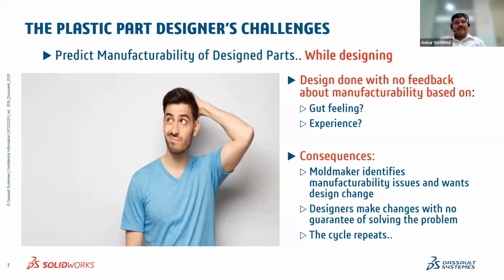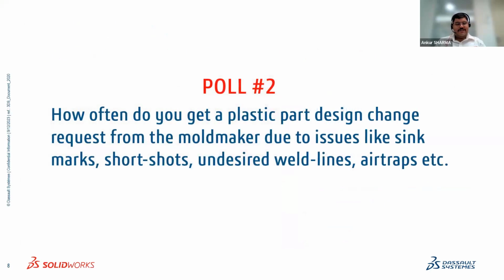So with this, what are the mechanisms to address these kinds of challenges? Before we go into details of that, let's understand each other slightly better. How often do you get a plastic part design change request from the mold maker due to issues like sink marks, short shots, undesired weld lines, or air traps? We would request your feedback here, which would help us assess your challenges in better detail. And the question is, how often do you get a plastic part design change request from the mold maker due to issues like sink marks, short shots, undesired weld lines, air traps, etc.?